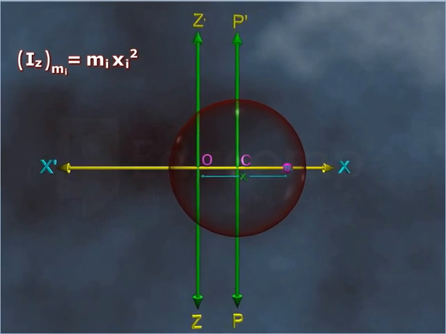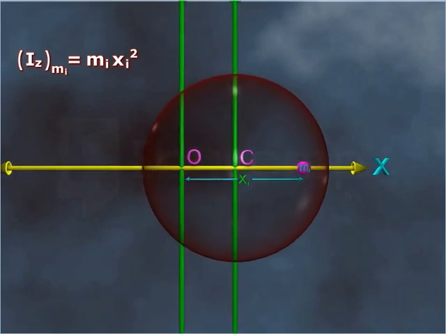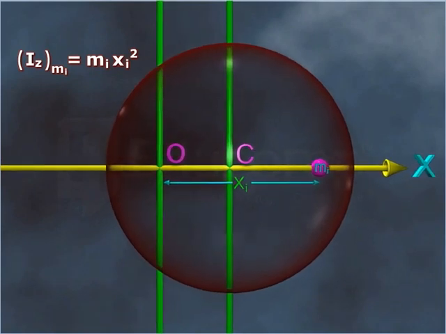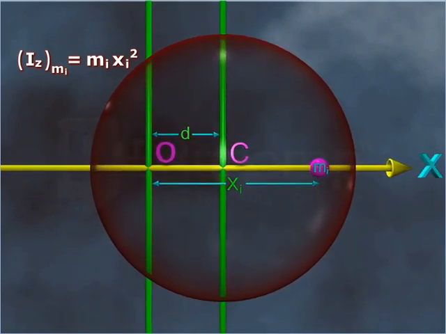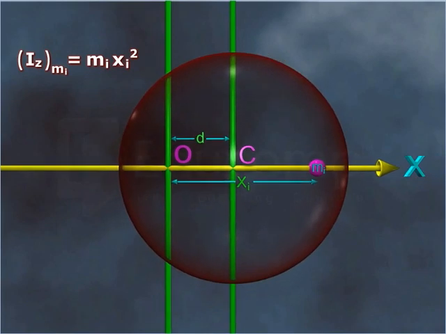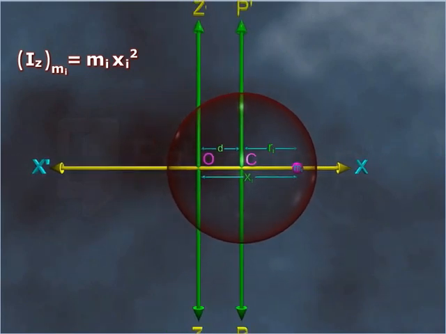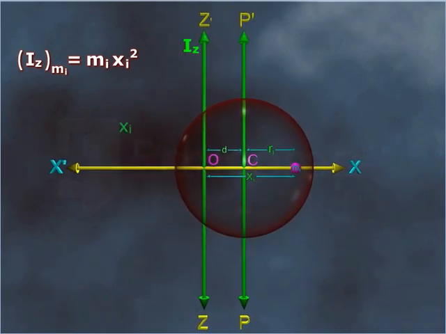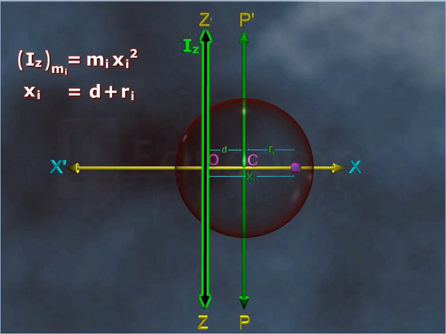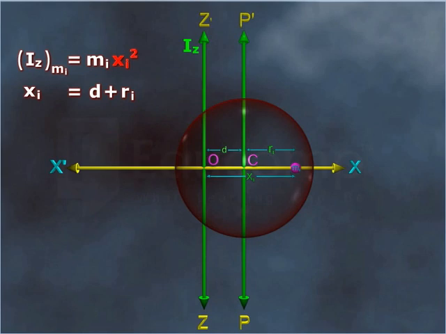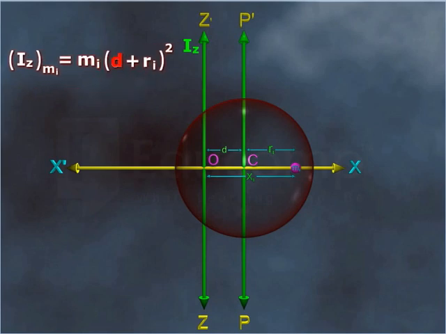The distance between PCP' and ZOZ' is d, and the distance between the center of mass C and the mass mi is ri. As the distance xi of the mass mi is equal to d plus ri, the moment of inertia about ZOZ', mi into xi square, can be given as mi into (d plus ri) whole square.